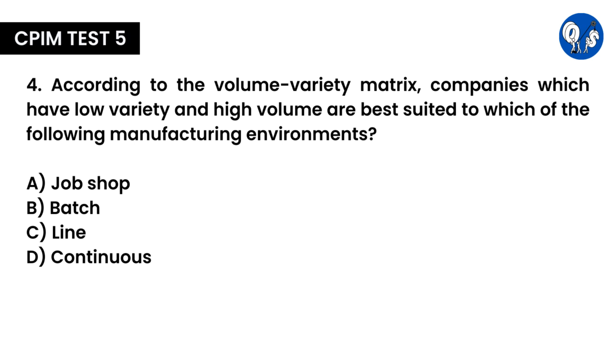The volume variety matrix shows the relationship between the variety of products and the volume of products. Companies which have a low variety and a high volume would have a continuous manufacturing process. Companies which have this type of manufacturing would be oil refiners or chemical processors. These companies operate a continuous process around the clock.